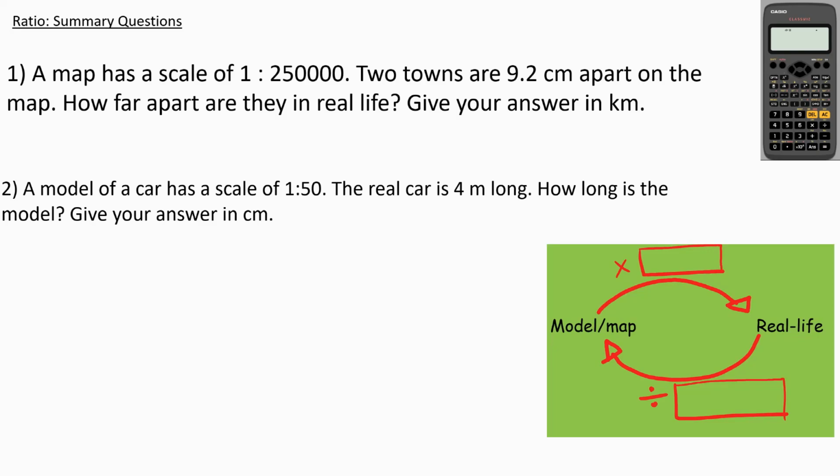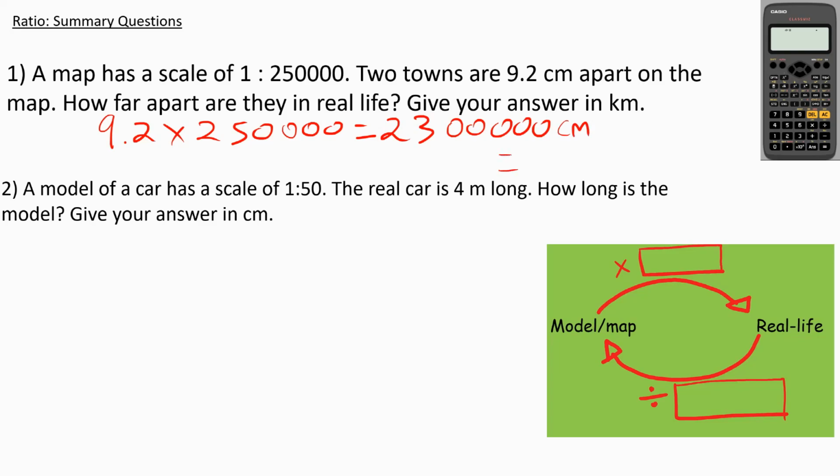Here are the answers. Firstly, we would need to do 9.2 multiplied by 250,000, which is 2.3 million. And this is obviously centimeters, so to make this into meters, I would divide by 100, giving me 23,000 meters. And then to change that into kilometers, you divide by 1,000, giving you 23 kilometers.